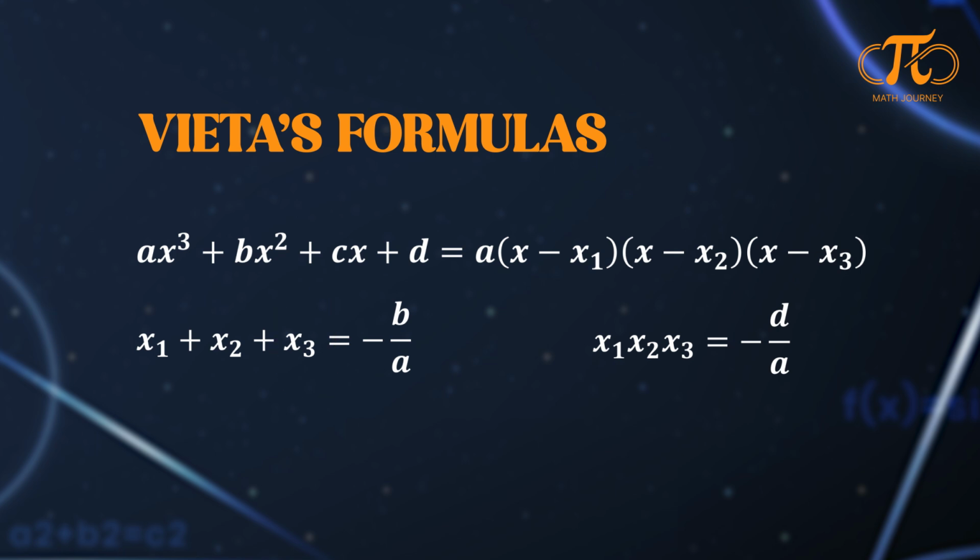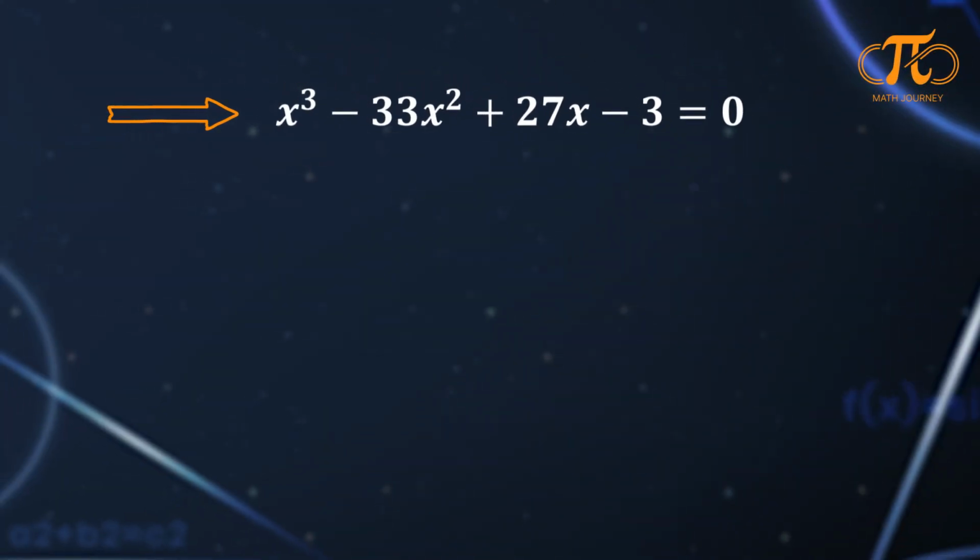Now, Vieta's formulas tell us about the relationships between the coefficients a, b, c, d, and the roots x1, x2, x3 of the polynomial. 1. The sum of the roots is given by x1 plus x2 plus x3 equals minus b divided by a. 2. The product of the roots is x1 times x2 times x3 equals minus d divided by a. In our equation, the coefficients are as follows. A equals 1, b equals minus 33, c equals 27, d equals minus 3.